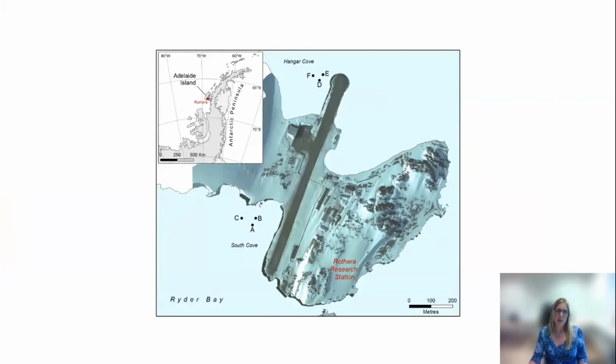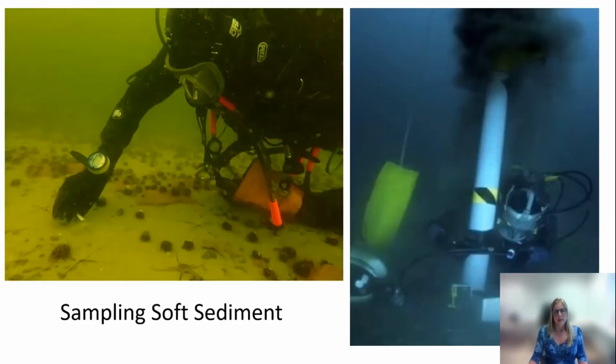So now taking a closer look at the field sites for the soft sediment work. So the soft sediment stations were the Hanger Cove in the north, where you can see F, E, and D sites, and South Cove A, B, and C sites. Sampling in soft sediment also used the suction device, and the megafauna were initially collected into a bag, and then the suction sampler was used to suck up everything else within the 0.25 meter squared quadrat.